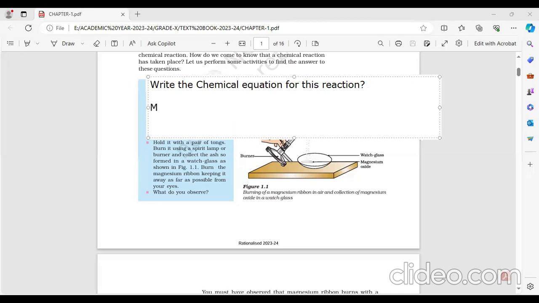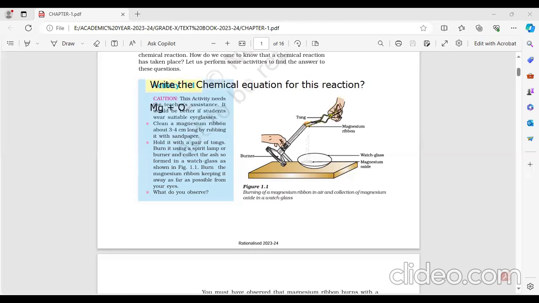So what happens? Magnesium ribbon, Mg, plus oxygen. Oxygen is required, right? Combustion. It's studied in combustion and flame. Oxygen, chemical formula O2. Magnesium plus oxygen gives rise to magnesium oxide: M capital, G small, and O, magnesium oxide. Now you check whether it is balanced or not.